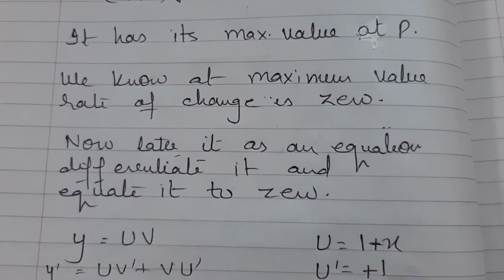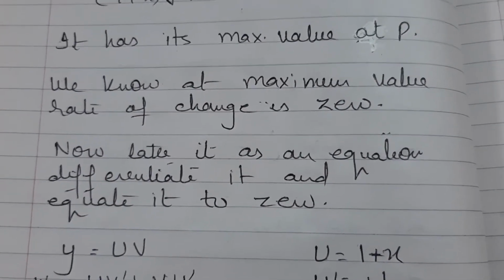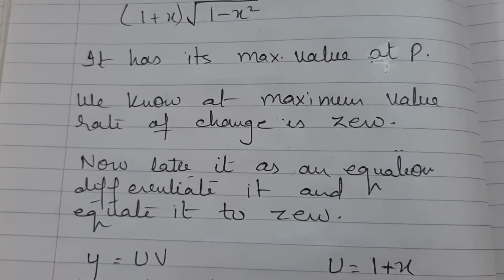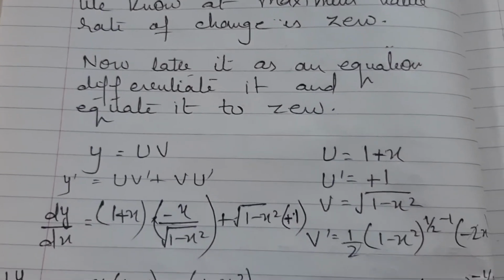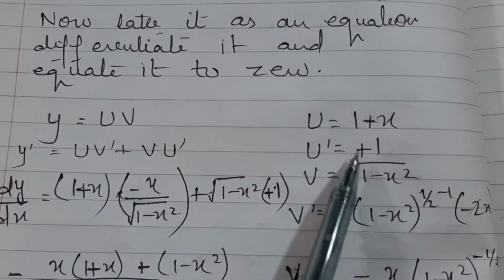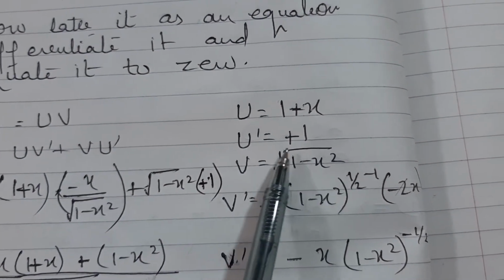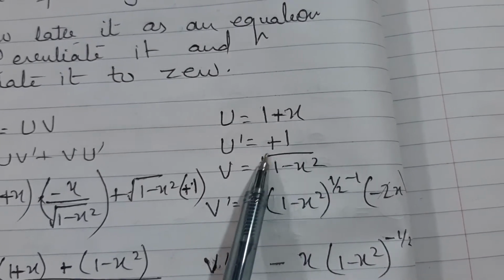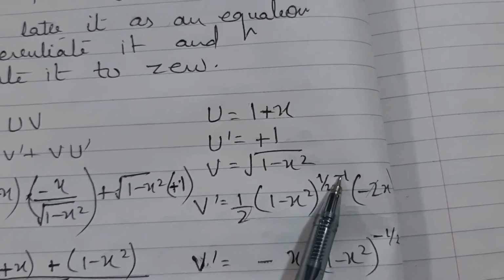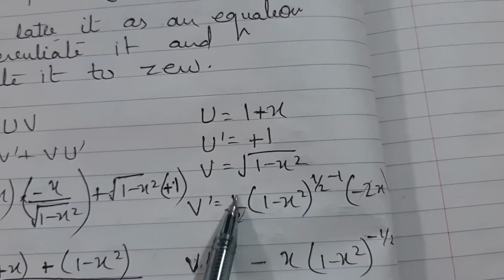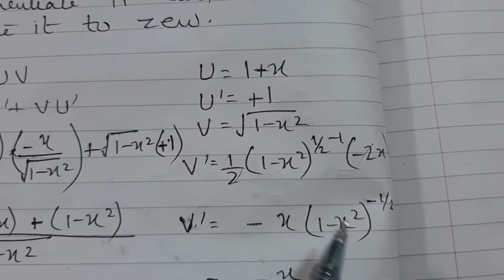So now I am differentiating it again. Now you understood why I am differentiating, because the question was saying, I am repeating, that it has a maximum value at P and the gradient of this normal curve. So that's why I am differentiating it. Now u is 1 plus x, so u prime will be plus 1. And v is root 1 minus x square, again a composite function. Power half will come here, 1 minus x square as it is, half minus 1, multiplied by differentiation of this, which is minus 2x. So 2 will cancel with 2, and I will be left with this.